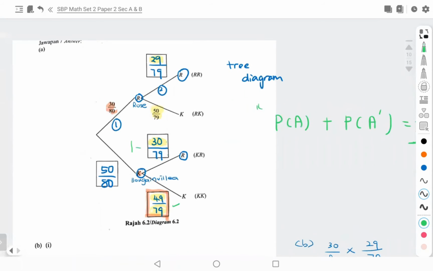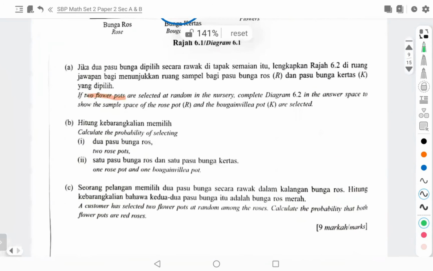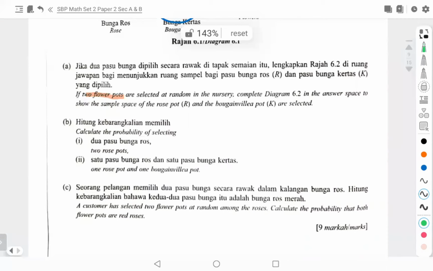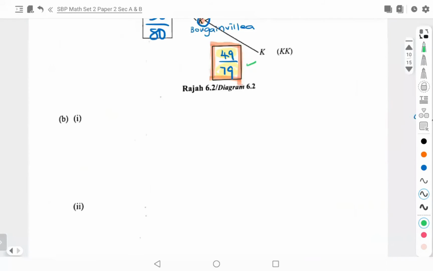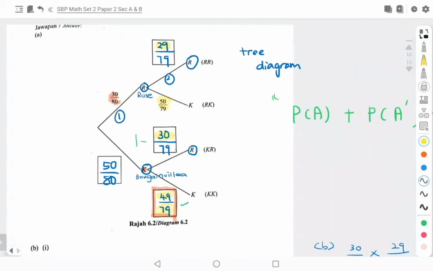Okay, so after you have completed that, you can find out the next part: calculate the probability of selecting 2 roses pots. First time you choose is rose, second time also rose. So we go back to this tree diagram. First time must be rose, second time also you have to choose rose. So here RR. You just use the fractions, the probabilities, then you multiply.